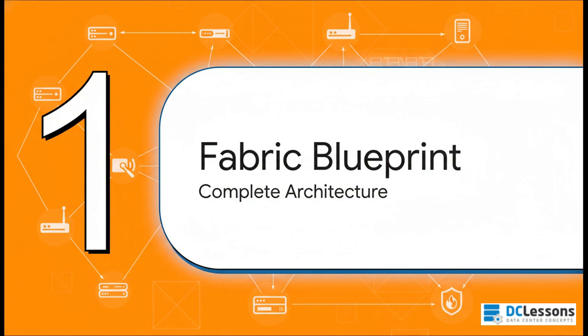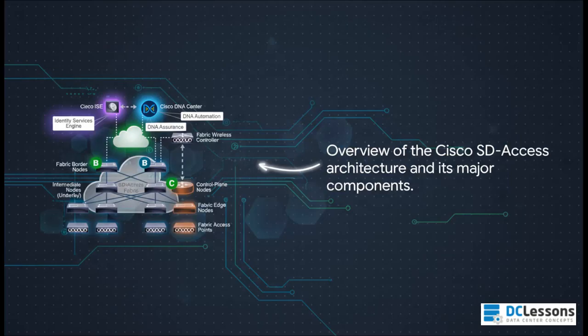Okay, first things first. To really get a handle on SD access, we have to look at the entire ecosystem at once. You need to see how all the pieces fit together before we start taking them apart. And here it is. This is the complete blueprint of an SD Access Fabric site. You can see that management layer up top with DNA Center and ISE, and right below that, the fabric itself with its really distinct nodes. You got your border, your control plane, and your edge.